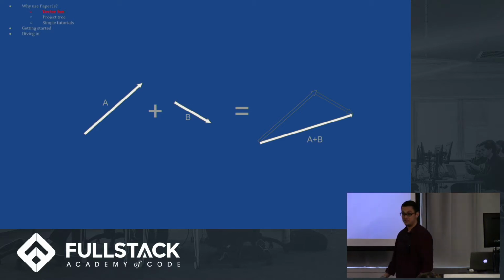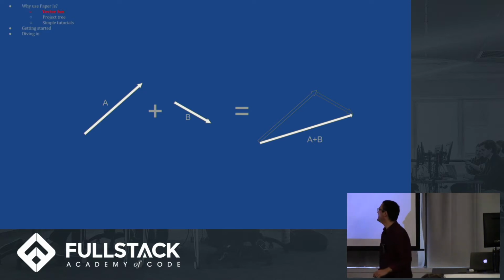So a vector, for those of you who don't remember high school math, is a quantity with magnitude and a direction. And it's best represented by an arrow. So the magnitude of the vector will be represented by the length of the arrow, and the direction of the vector will be represented by the direction of the arrow.